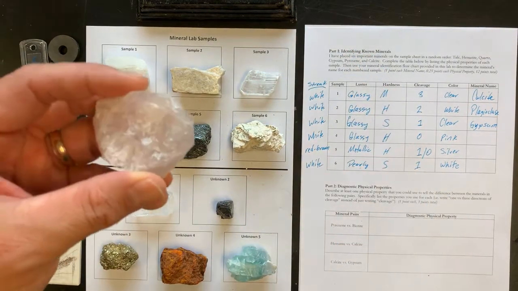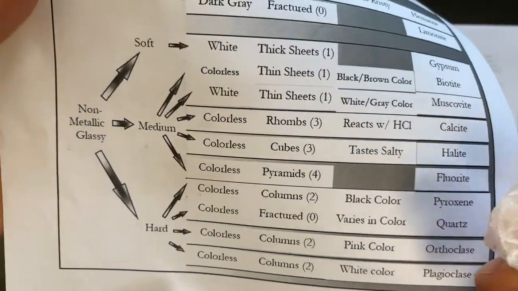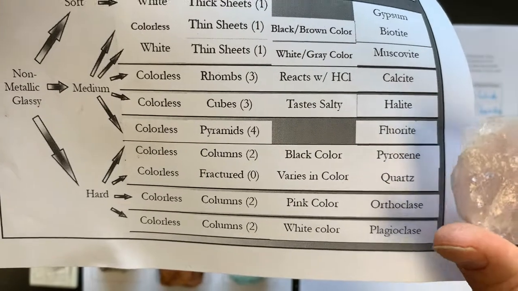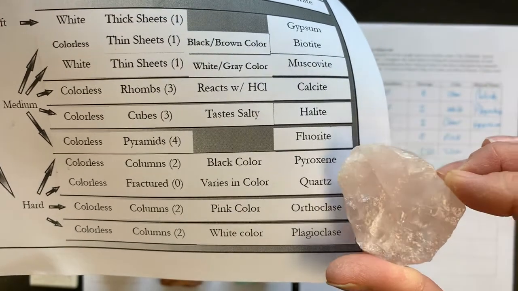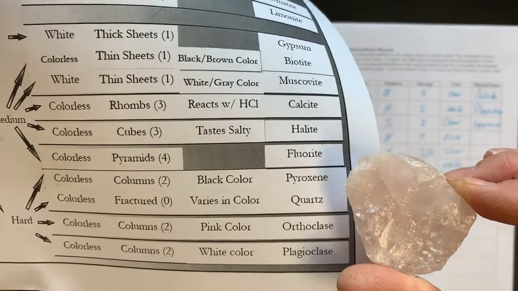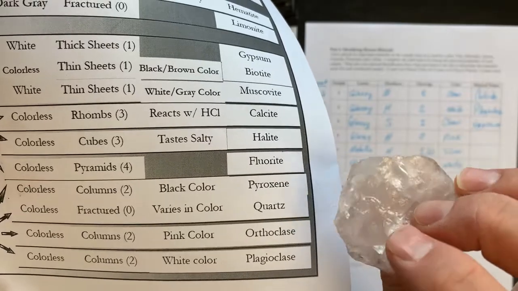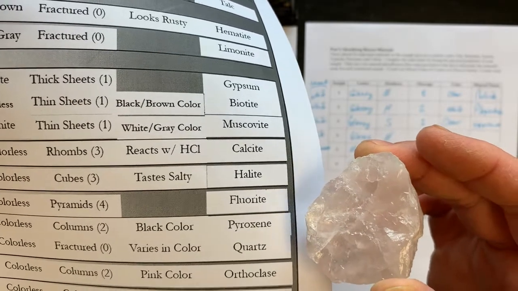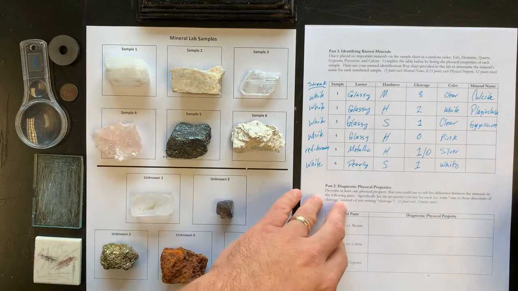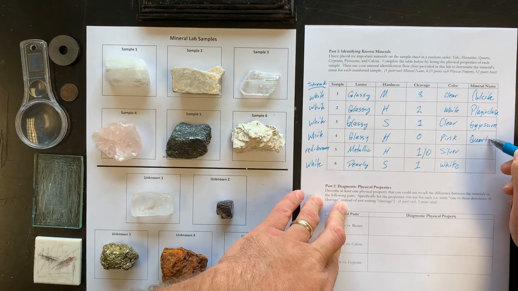The next mineral, sample 4, was glassy, pink, hard, 0 directions of cleavage. Again, we come down to our glassy section here, noting that a hard mineral with 0 directions of cleavage, fractured, it says varies in color. This actually can be, it's quartz. This is rose quartz, but you can have milky quartz, smoky quartz, green quartz, purple quartz. So it comes in a variety of colors based on the different chemical elements that mix in with the silica. So we have a little piece of rose quartz, a very light rose. You can hardly see it on the camera there. So that is quartz for number 4.